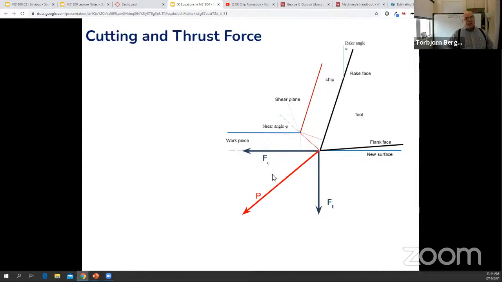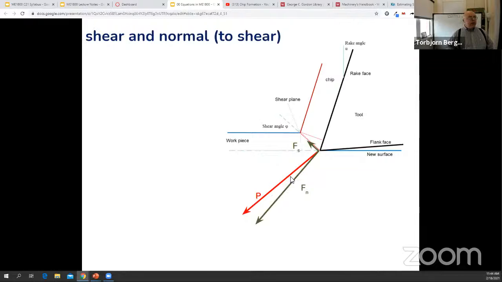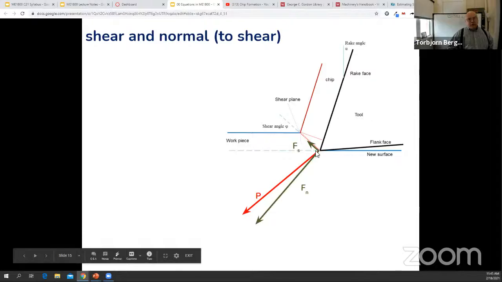But we could also take this resultant force and we could align it with the force that lines up in the shear plane. So this force that lines up in the shear plane is what causes that deformation, right? That deformation is caused because there's a force pushing in that direction, and then there's a force normal to the shear plane. So we could break that resultant force up that way.